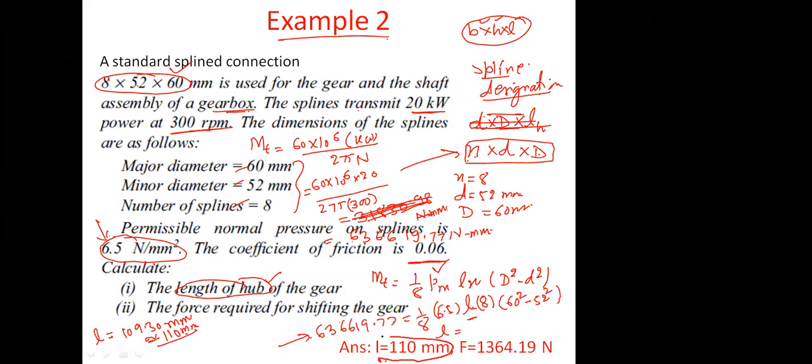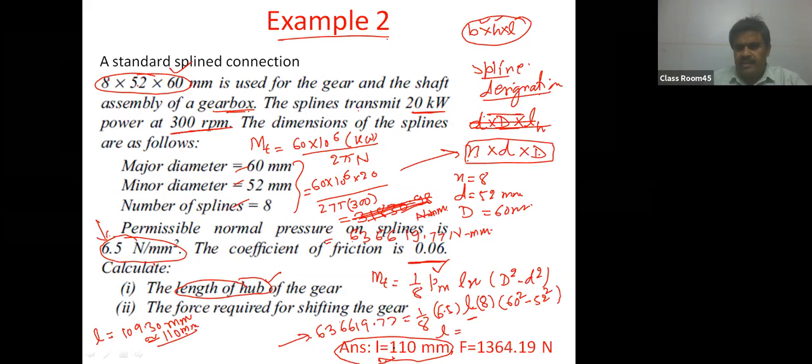This is the answer. So the answer for length is 110 mm. So our answer is correct. Okay, so one part is complete. The second part is the force required for shifting the gear. You have to calculate the force also. So let's do the second part as well.